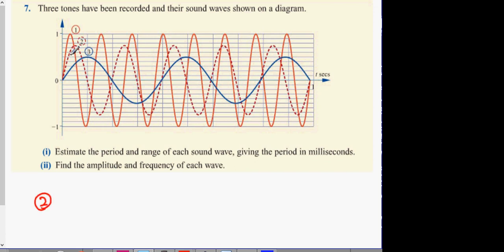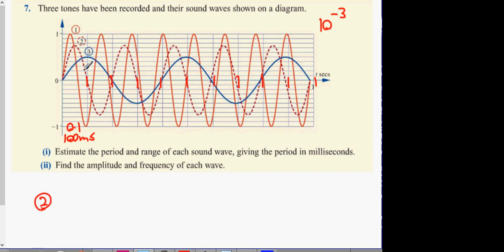The answer for wave 2, which is in dotted red, is basically there is 1, 2, 3, 4, 5, 6, 7, 8, 9, 10. Each gap is worth 0.1 of a second, or milliseconds wise. Remember, milli means 1,000. Do you understand? So there's 1,000 milliseconds in 1 second. Okay, so 0.1 is worth 100 milliseconds. So each gap is worth 100 milliseconds, or 0.1 of a second.